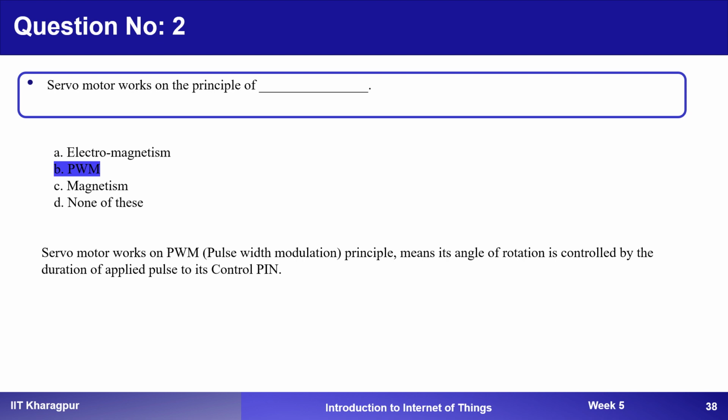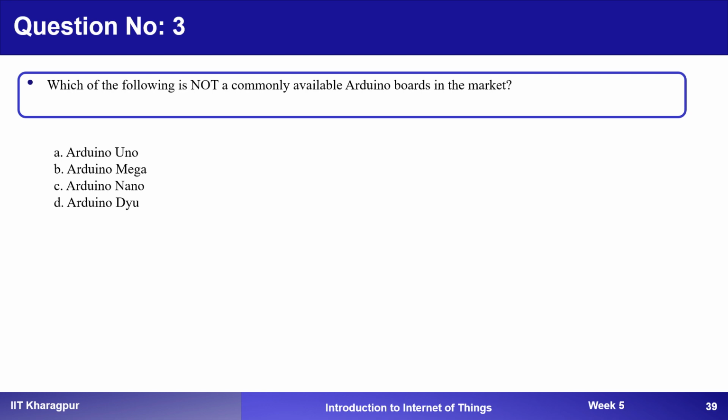Now, the next question is: which of the following is not a commonly available Arduino board in the market? Options are Arduino Uno, Arduino Mega, Arduino Nano, Arduino Duo. So the correct option for this is Arduino Duo. So basically Arduino Uno, Arduino Mega and Arduino Nano are present in the market.